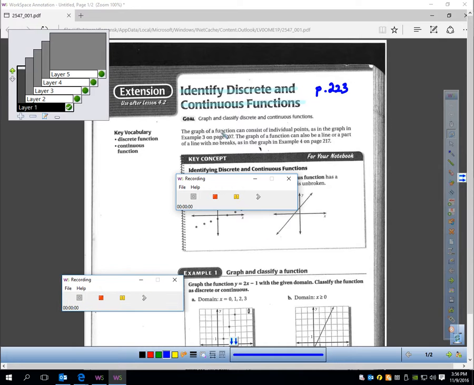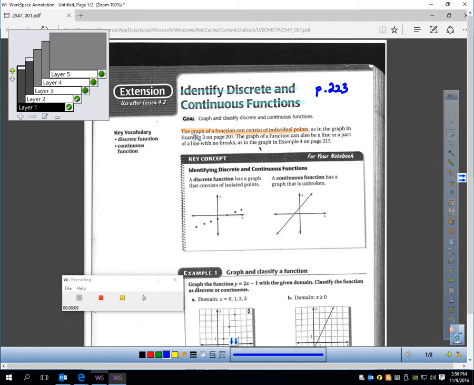This video is identifying discrete and continuous functions. You should be on page 223. When you graph a function, it could consist of individual points, like the graph in example 3 on page 207. You might want to go back and stop the video and look at that right now.